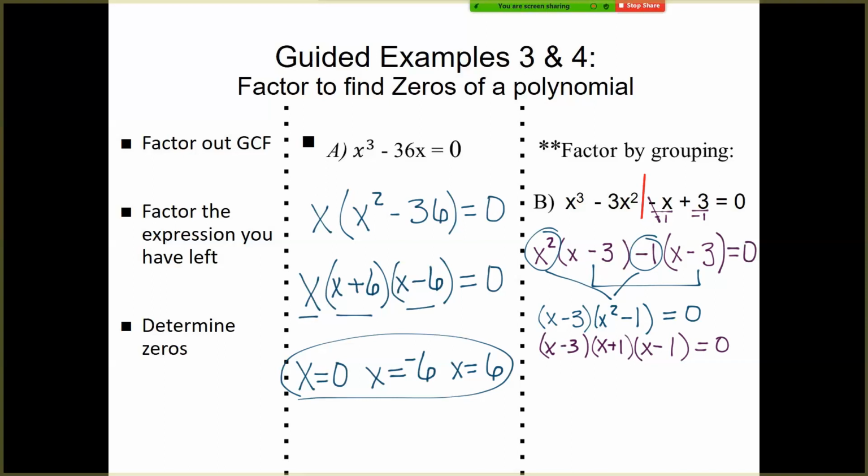Now, I don't have any squareds left. They're all just x's, so I want to set all my factors equal to 0. So if x minus 3 equals 0, x equals 3. If x plus 1 equals 0, I get x equals -1. And if x minus 1 equals 0, I get an answer of x equals 1. 3 answers: +3, -1, and +1. As always, order doesn't matter as long as you have all 3.